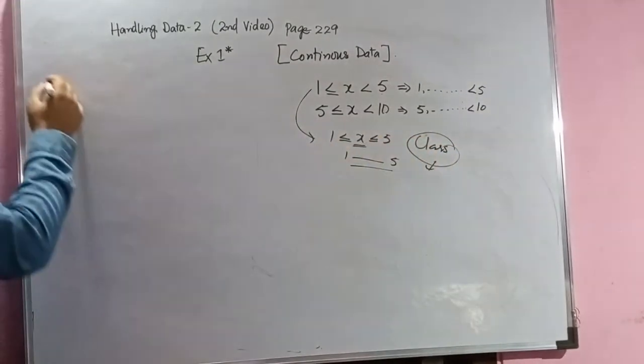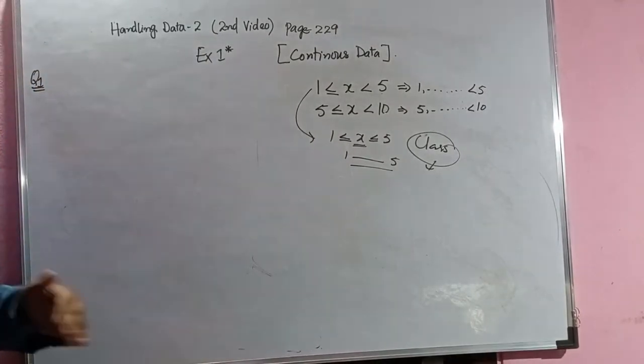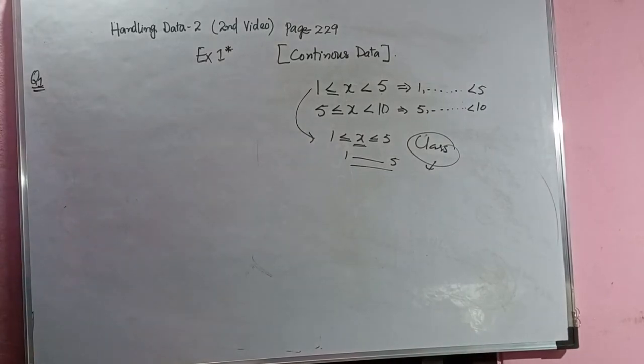Here you can see question number 1, Exercise 1 star. The times t seconds to swim a 50-meter butterfly stroke for 20 pupils are shown below. So here it is the record of 20 pupils, 20 students. They need to swim 50 meters in butterfly stroke, which is a kind of swimming, and they are taking different times. The first one is taking 45.7 seconds, and the second one 38.9.